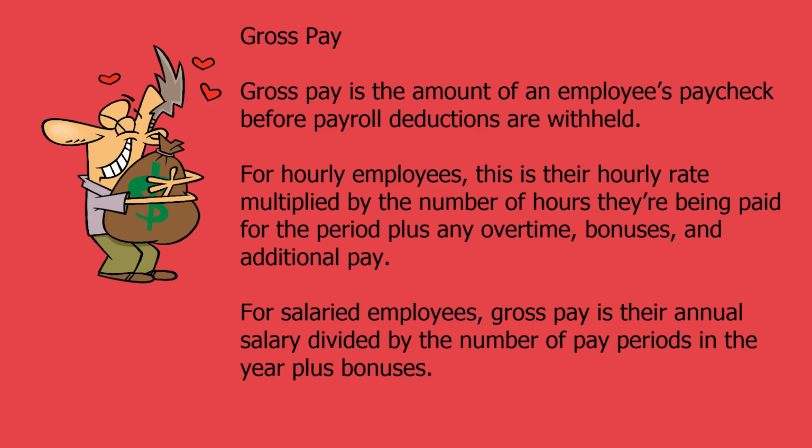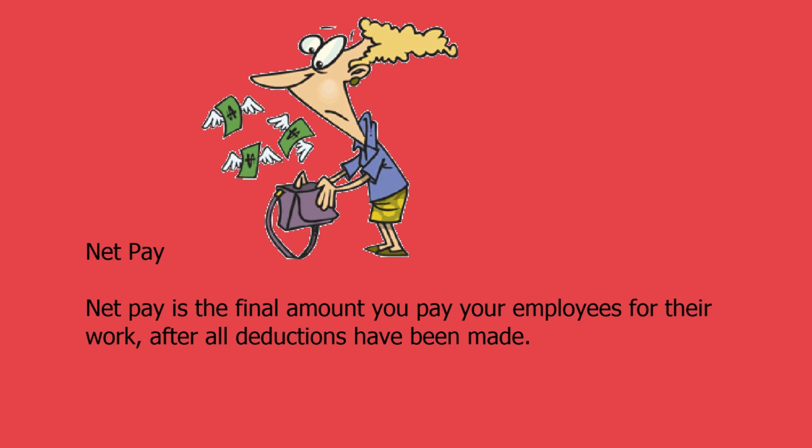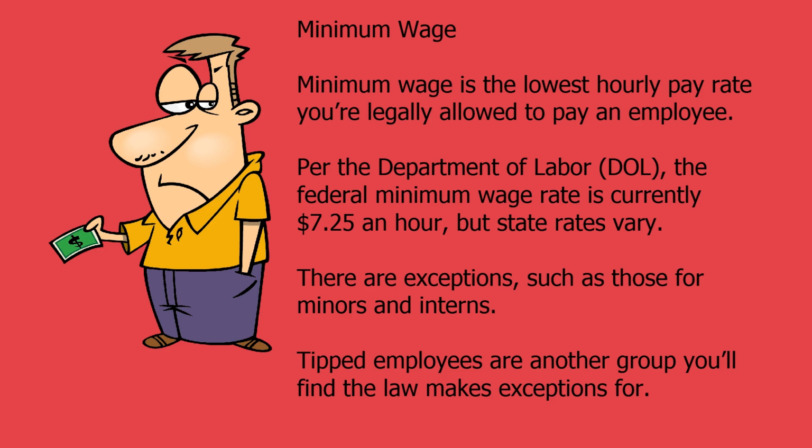Gross pay. Gross pay is the amount of an employee's paycheck before payroll deductions are withheld. For hourly employees, this is their hourly rate multiplied by the number of hours they're being paid for the period plus any overtime, bonuses, and additional pay. For salaried employees, gross pay is their annual salary divided by the number of pay periods in the year plus bonuses. Net pay. Net pay is the final amount you pay your employees for their work, after all deductions have been made.